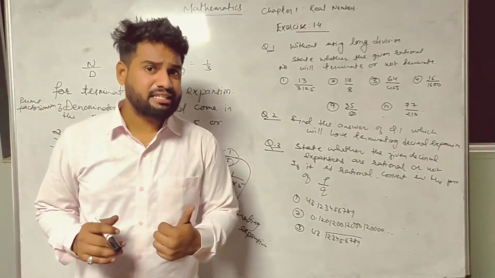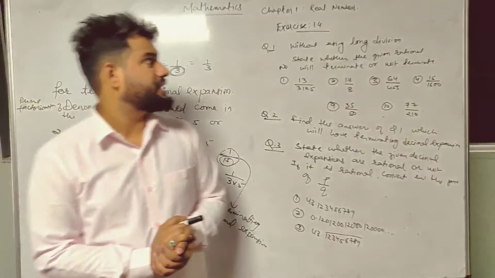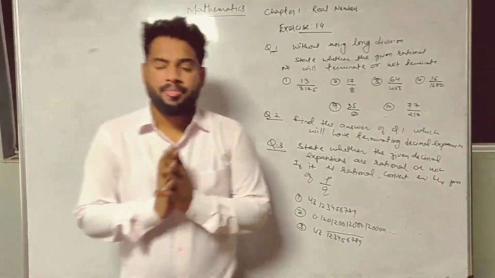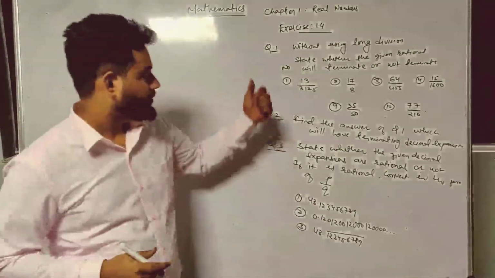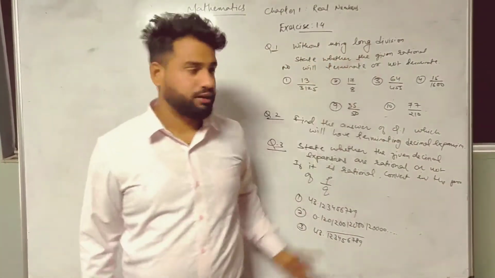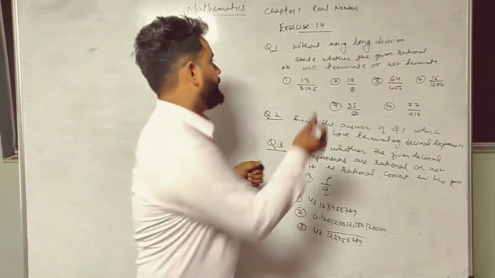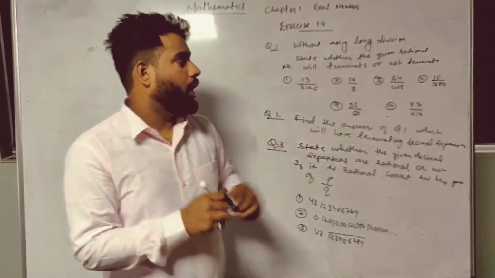Now it will make sense. I'll explain in your exercise. So now let us move towards your exercise number 1.4. Okay students, the first question of exercise 1.4 is: without using long division, state whether the given rational number will terminate or not terminate.